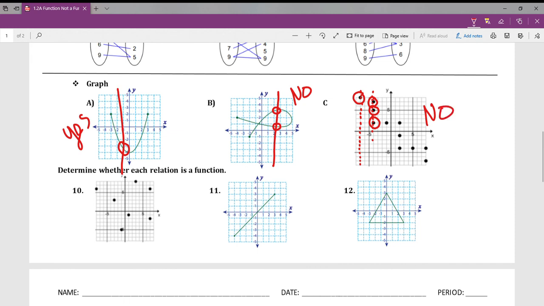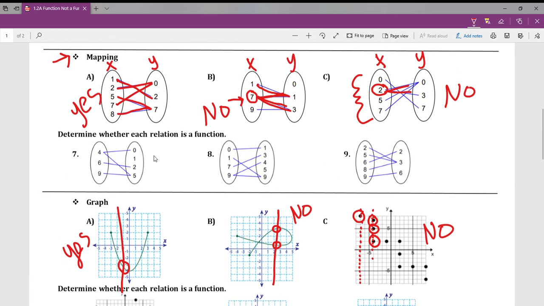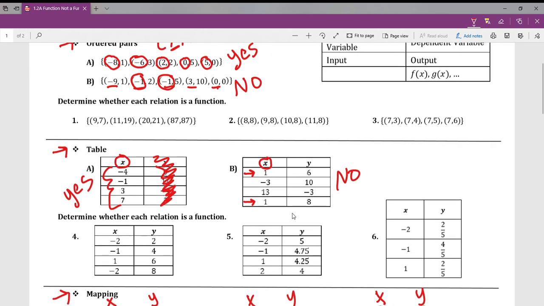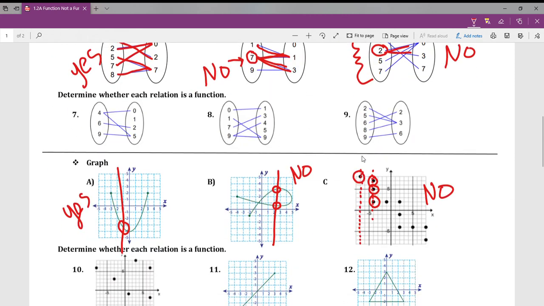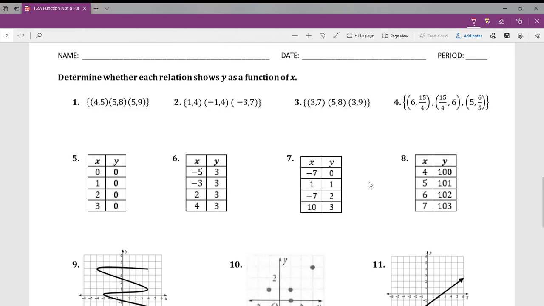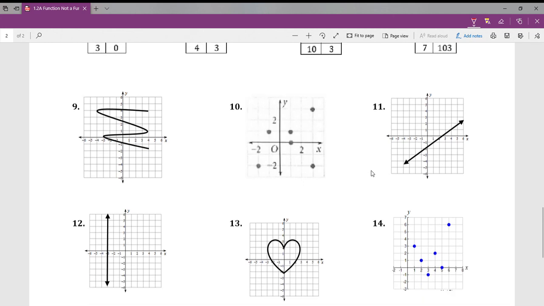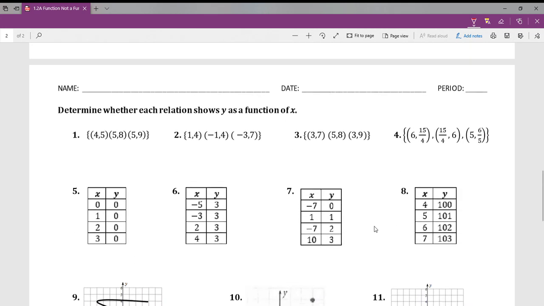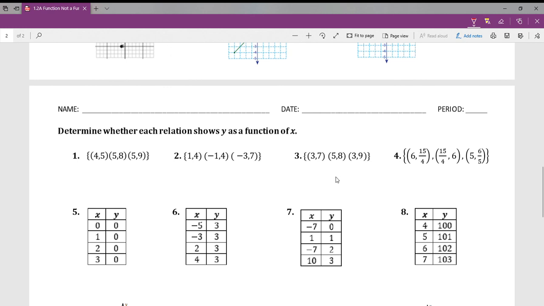Okay, if you're struggling with 10, 11, and 12, that's okay. These are probably the most difficult ones. Same thing with the mappings, but we for sure should be able to get the ordered pairs and the tables today. So your assignment, after you finish these problems, is to take a look at the back. The back has all the way through number 20. Again, all example problems. You're just putting, yes, it is a function, or no, it's not a function.